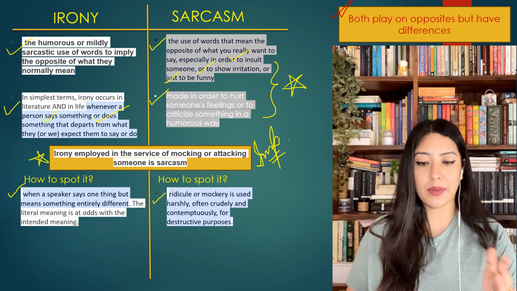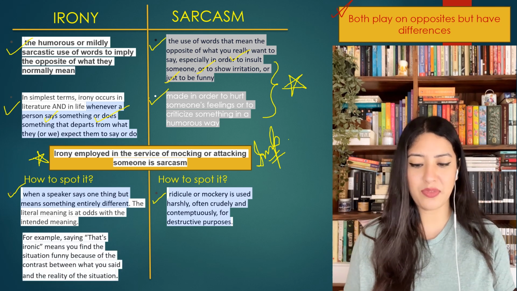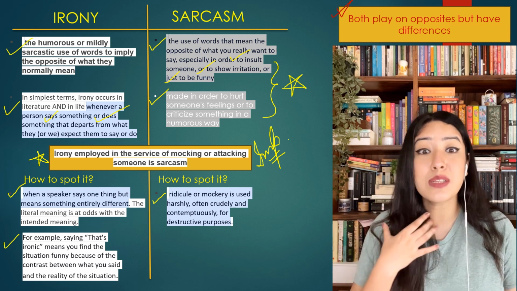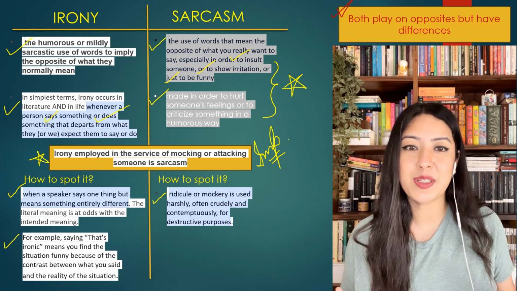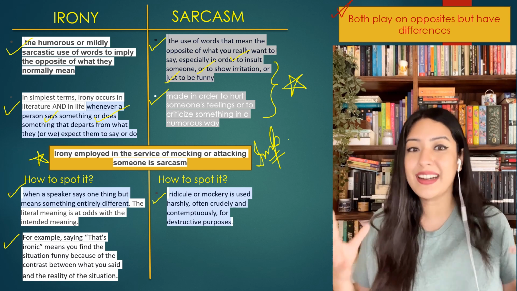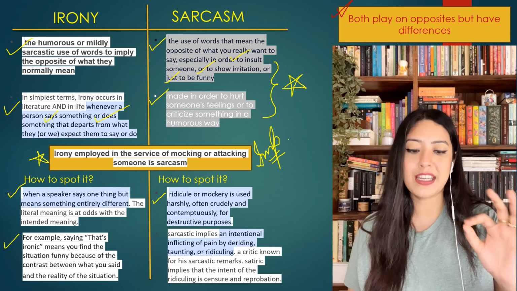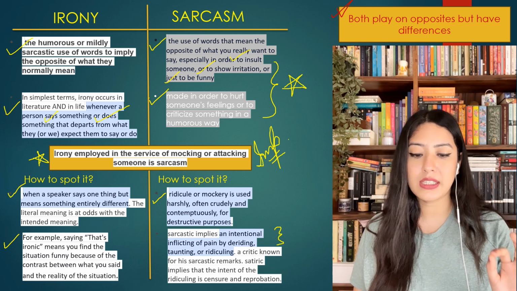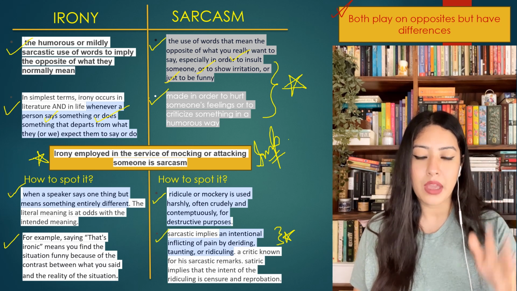And in case of irony, when we say that's ironic, it means that you find the situation funny because of the contrast between what you said and the reality of the situation. Contrast between what you said, that, oh, she's not handsome enough to tempt me, but the reality of the situation later is that he falls in love with her. So irony. And sarcasm implies an intentional inflicting of pain by deriding, taunting or ridiculing, a critic known for his sarcastic remarks. A satiric implies that the intent of the ridiculing is censure and reprobation.